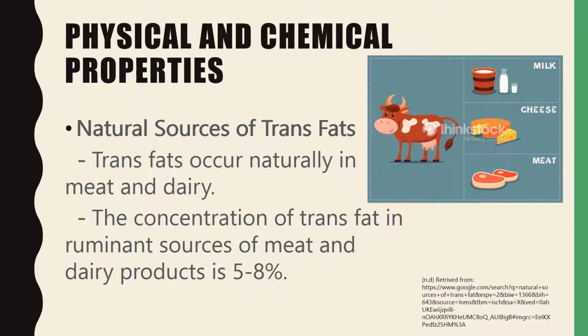There are also natural sources of trans fat. Trans fat occurs naturally in meat and dairy products as a result of microbial hydrogenation of cis unsaturated fatty acids in the stomach of ruminant animals.